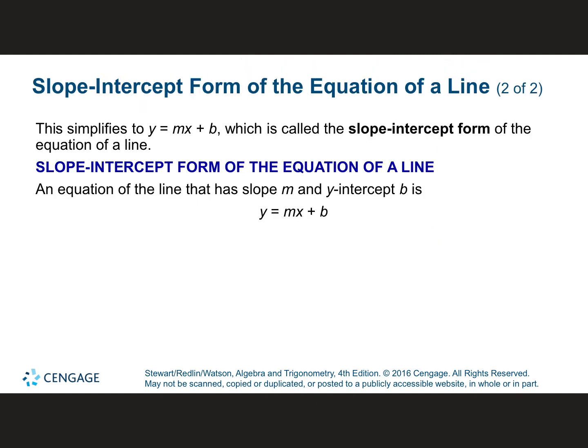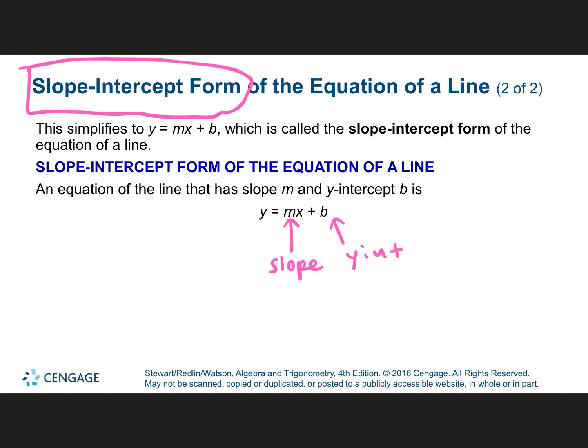So the other form that we have is slope-intercept form. We like slope-intercept form when it gives us the slope and it gives us the y-intercept. So m, again, is our slope, and b is our y-intercept, where we cross the y-axis.